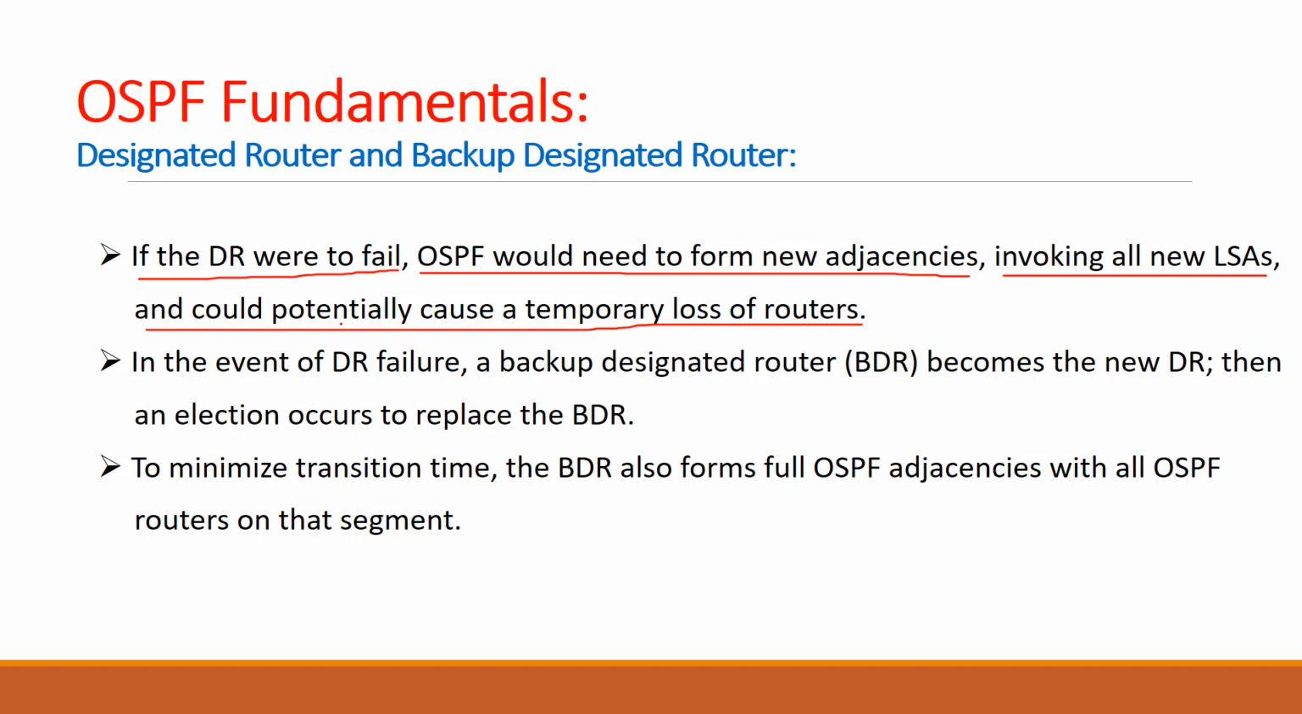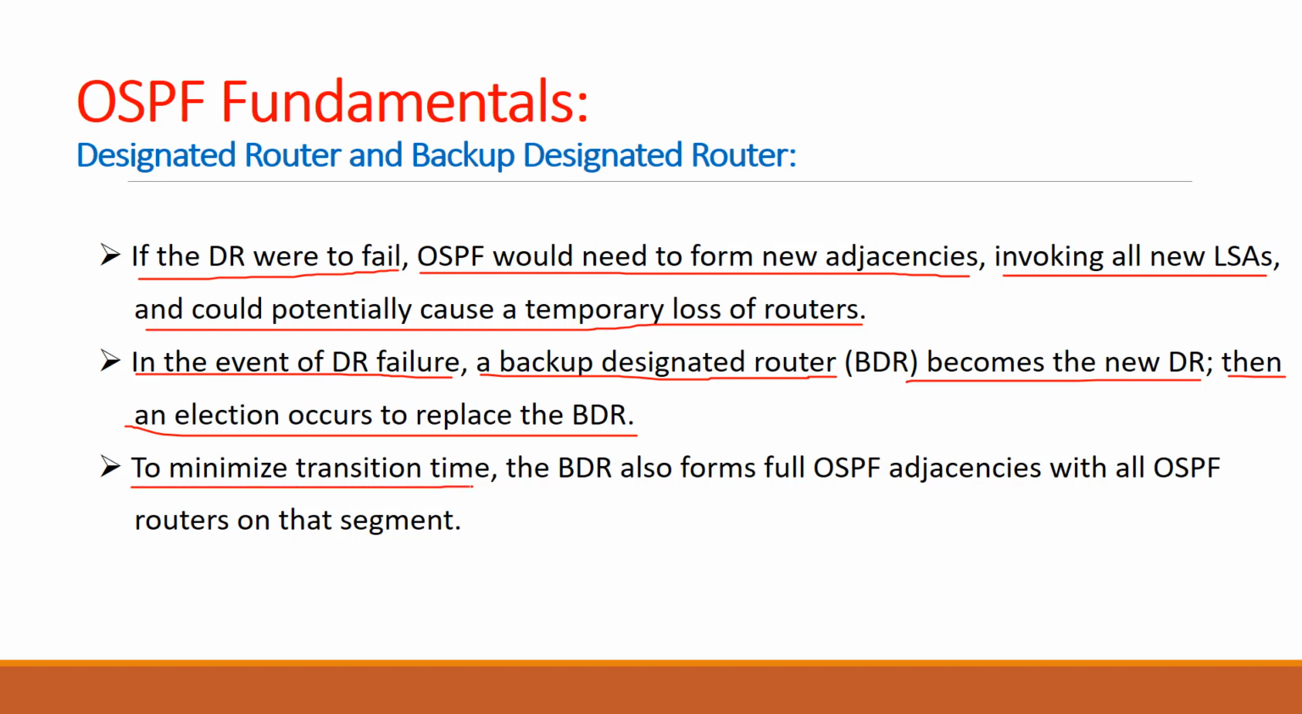So what to do in this case? In the event of DR failure, a backup designated router becomes the new DR. Then an election occurs to replace the backup designated router. So on a multi-access network segment, we should have a designated router and a backup designated router. If the designated router fails, the backup designated router becomes the new DR, and then a new election will replace the BDR.